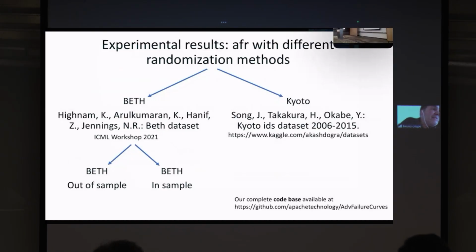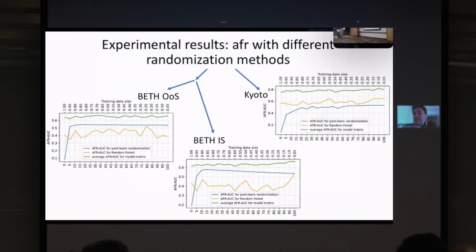Out of sample means that the test set is drawn from a completely different distribution, while in sample means that we took the test set and we used 10% for training and 90% for testing, without changing the distribution. While with the Kyoto, we had only the in-sample one, and these are the results compared to some existing methods.